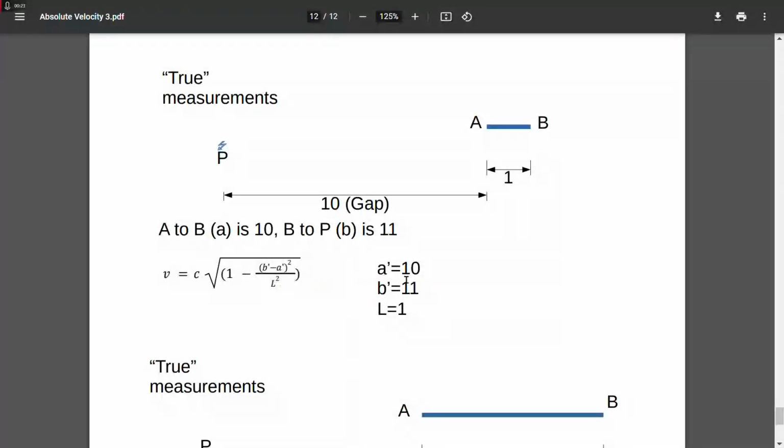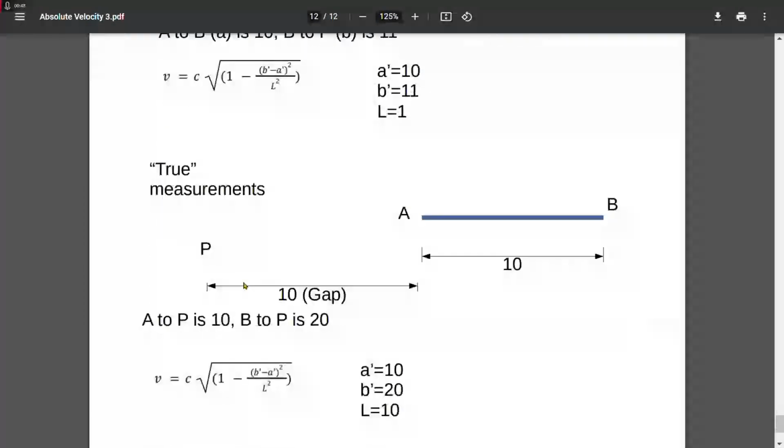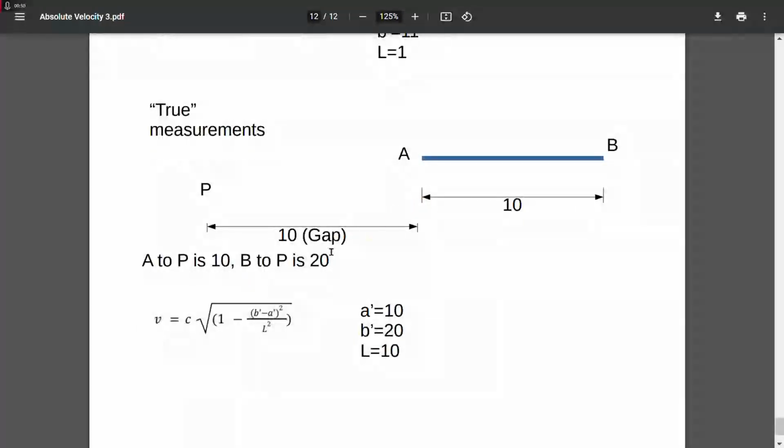Now, what happens? So 11, we can do this in our heads. 11 subtracting 10 is 1. 1 squared over L squared, which is 1 squared, is also 1. 1 subtracting 1 is 0. Square root of 0 is 0. So the velocity becomes 0. So when A and B aren't moving, and you plug in those values of A primed and B primed, well, technically, it wouldn't even be primed because this is non-contracted distance, you get a 0. Now, if we go to the other one, again, 10, 10.